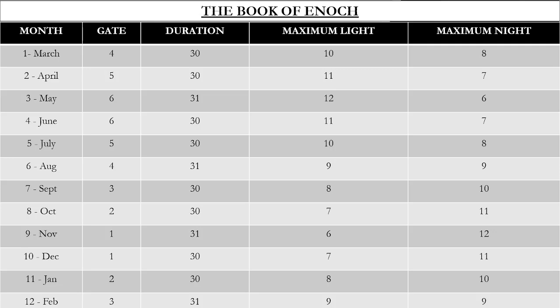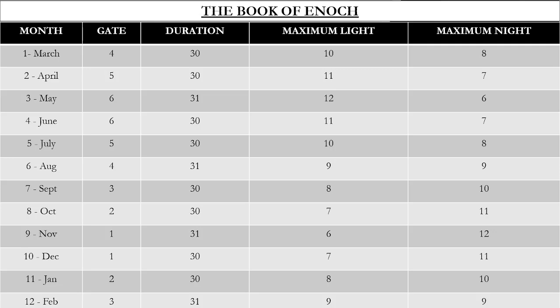September. The sun is in the 3rd gate, 30 days. The maximum light is 8. The maximum night is 10. October is in the 2nd gate, 30 days. Maximum light is 7. Maximum night is 11. November, it's in gate number 1. It's there for 31 days. It's an intercalary day, indicating a change in season. 6 light, 12 night.